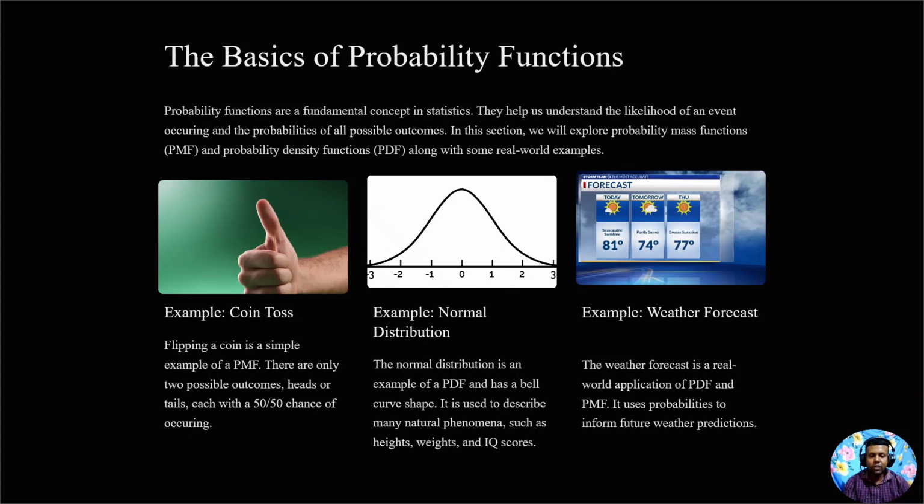Let's see the first example, coin toss. Flipping a coin is a simple example of a probability mass function. There are only two possible outcomes, heads or tails, each with 50-50 chances of occurring. Second example, normal distribution. The normal distribution is an example of a probability density function. As it is bell curve shaped, it is used to describe many natural phenomena such as height, weight, and IQ scores. Third example, weather forecast. The weather forecast is a real-world application of probability density functions and probability mass functions. It uses probability to inform future weather predictions.